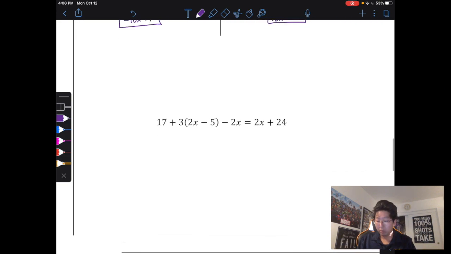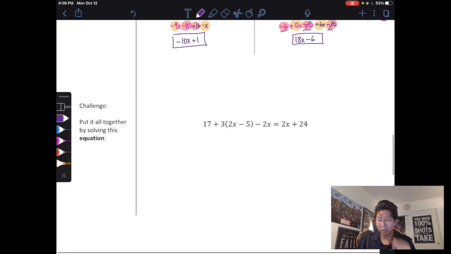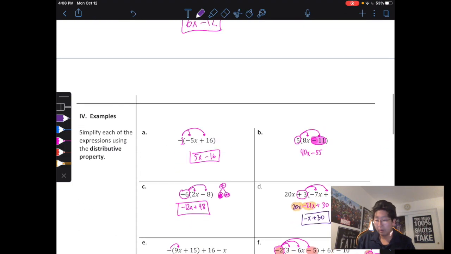I'm going to go over it really quick one more time. This one I'm going to leave for you as a challenge, okay? If you feel comfortable doing this, please try this problem. Post it, I'll give you guys some points.